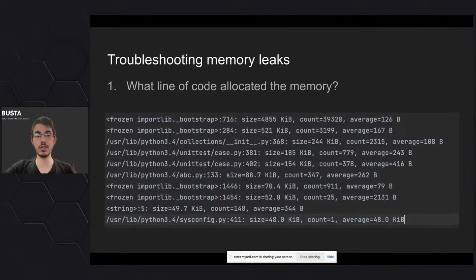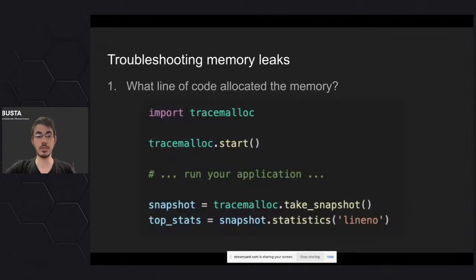So that's the first useful way to troubleshoot memory leaks, is to use something like Tracemalloc. And Tracemalloc is a great library for this. And essentially, this will tell you what code did you allocate and never free.